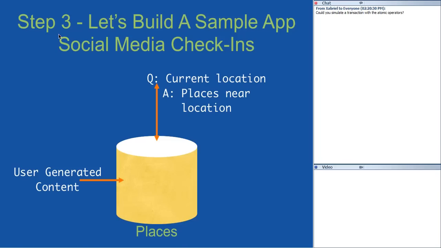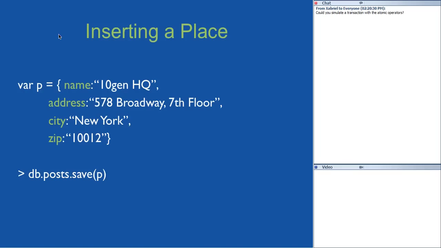For places, we want to be able to add user-generated content. Things like quick tips, geolocation, any other tags that might come up, we want to be able to add those to our places. And then we want to ask simple queries, i.e., here's my current location, give me the places that are nearby. So let's look at our place here.